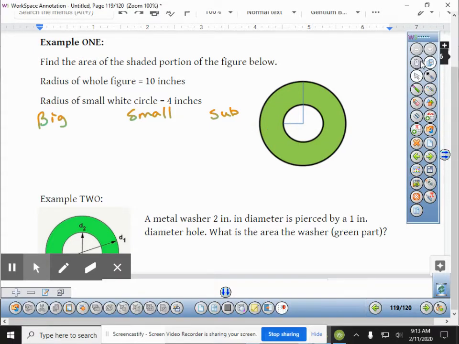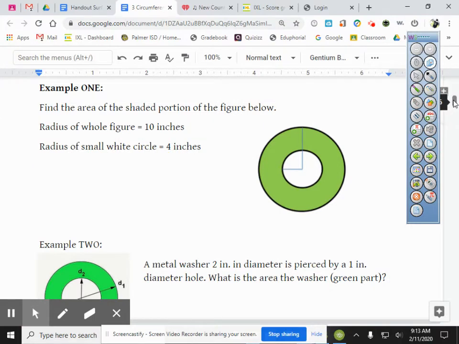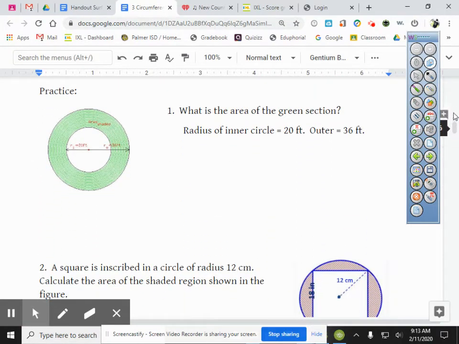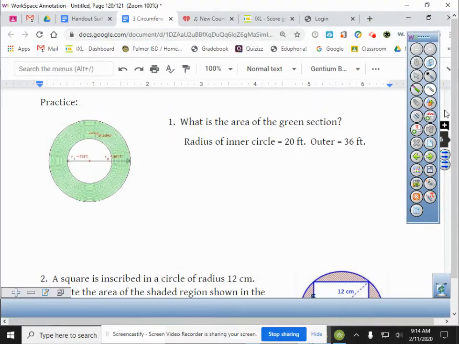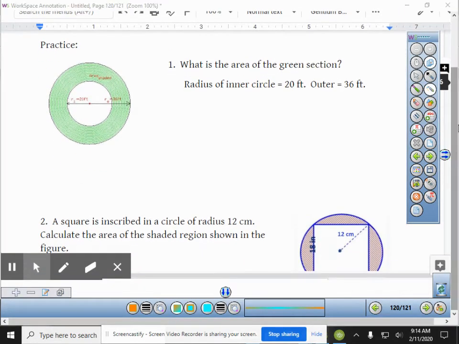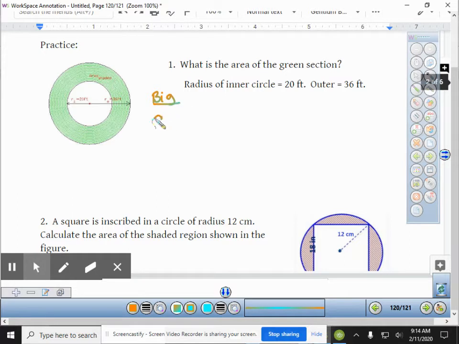So I believe we're on the next page. Look at the practice. It says, what is the area of the green section? It tells you the radius of the inner circle is 20 feet and the outer circle is 36 feet. You're going to find the area of the big one and the small one, and then subtract. What's the formula for area? Area equals pi r squared.